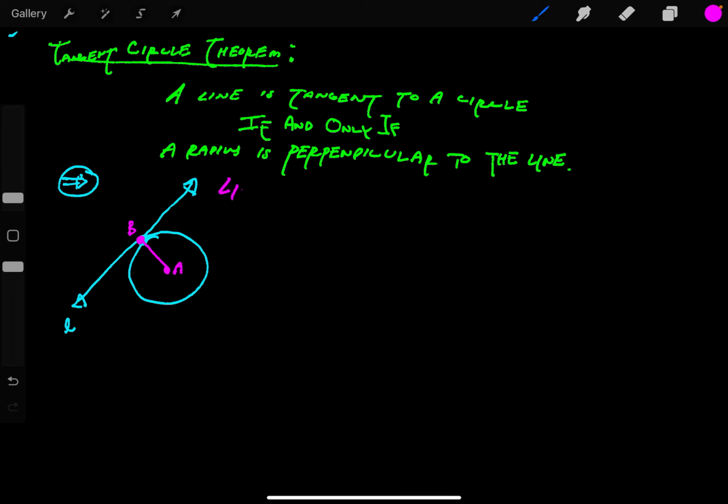Line L is tangent to circle A. That means that there's only one point that L and circle A share. So B.